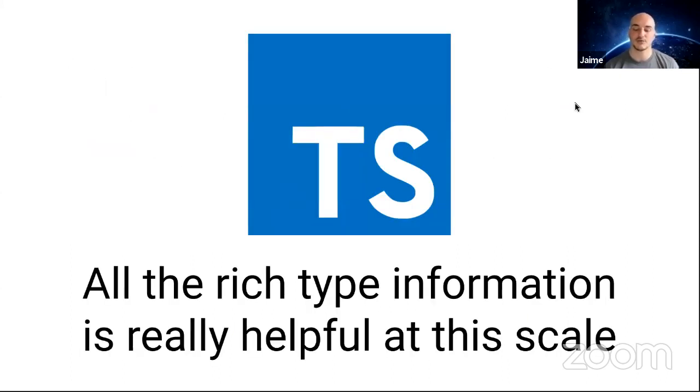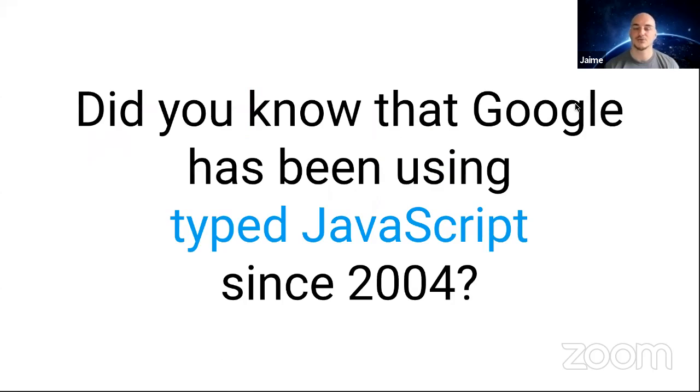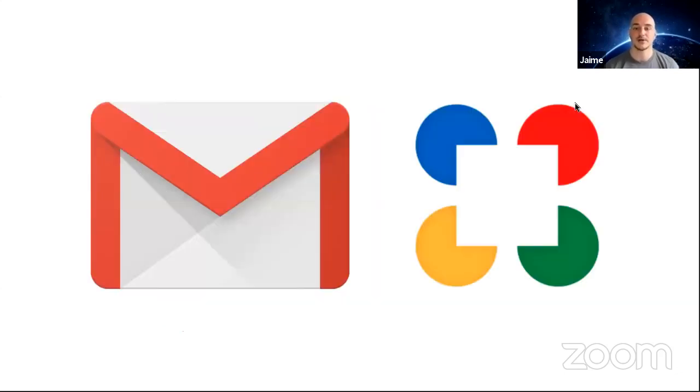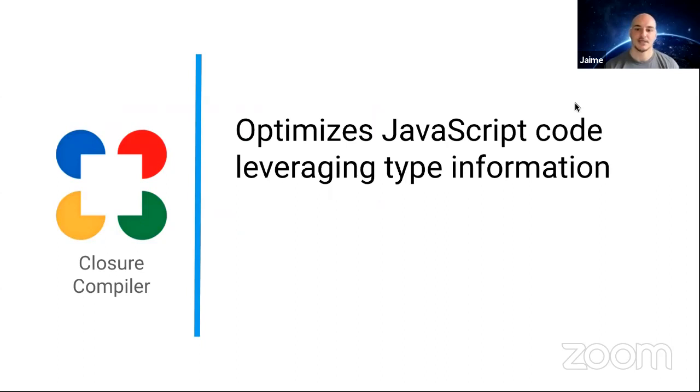And in this context, all the rich type information from TypeScript is really helpful at this scale. In fact, did you know that Google has been using typed JavaScript since 2004? Now you know if you didn't. And this was through Gmail. Gmail came out in 2004, and it came out with the need for technology that wasn't available at the time. In particular, the Closure compiler. So the Closure compiler is something that helps you optimize your code, and it uses types in order to do that optimization.